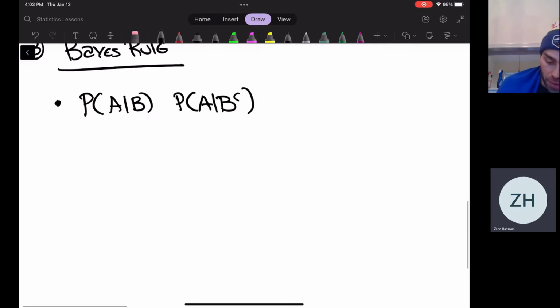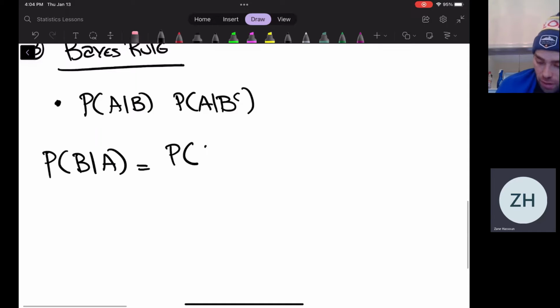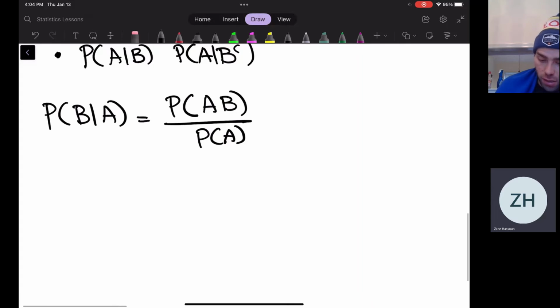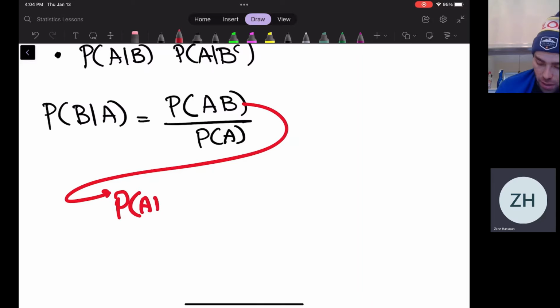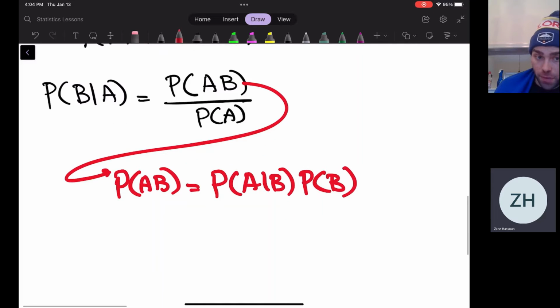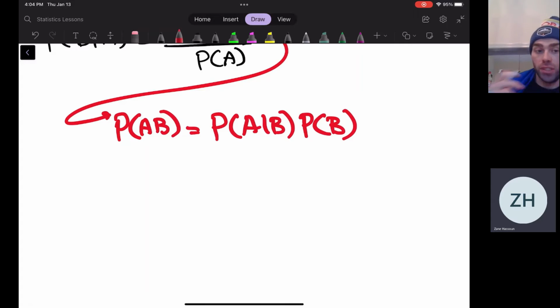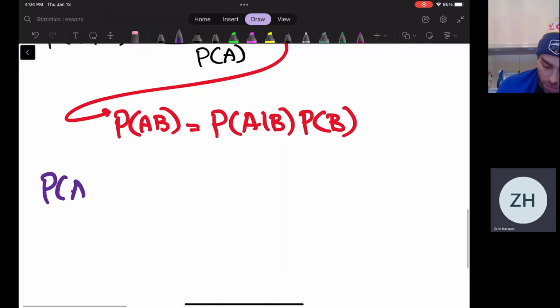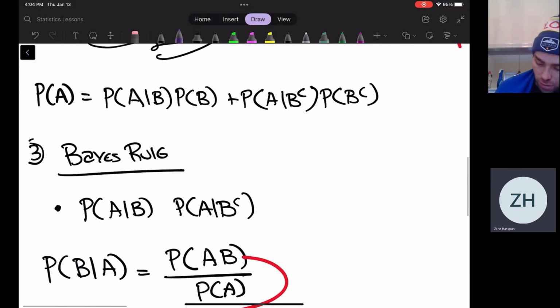For example, the probability of B given A equals the probability of A and B over the probability of A. We know here that the probability of A and B equals the probability of A given B times the probability of B. And using the law of total probability that we talked about before, we can see that the probability of A is equal to this.